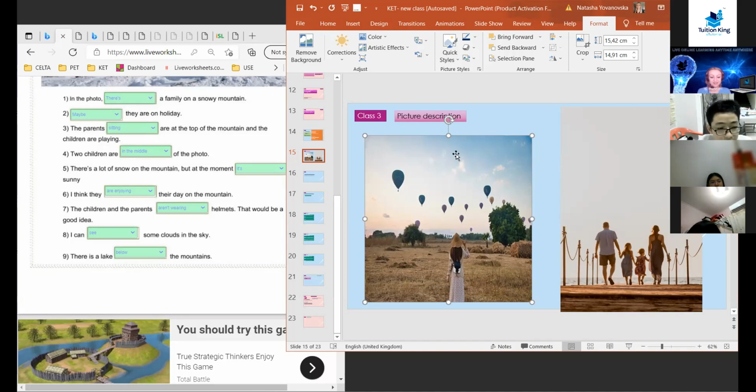Maybe she is on holiday. Awesome. Cool. All right. What's next? The lady is standing among the grass. Okay. She's standing on the grass. Good. What else?